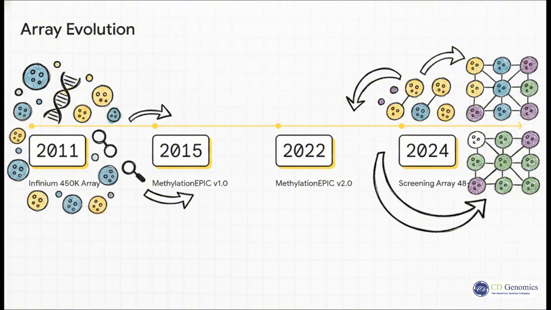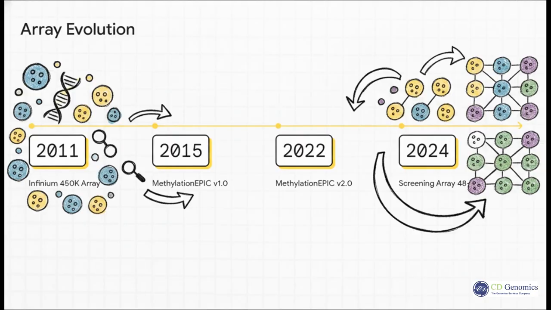Because, as the demand for better, more expansive population data grew, the physical arrays had to evolve. Back in 2011, the Infinium 450K array was a massive breakthrough, letting researchers look at 450,000 distinct CpG locations. It became the total workhorse for early studies. Then, by 2015, coverage expanded hugely, with the methylation EPIC v1.0 hitting 850,000 sites. 2022 brought the EPIC v2.0, pushing that all the way up to 935,000 sites.